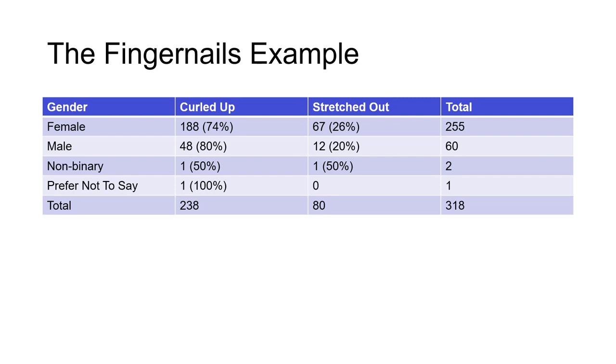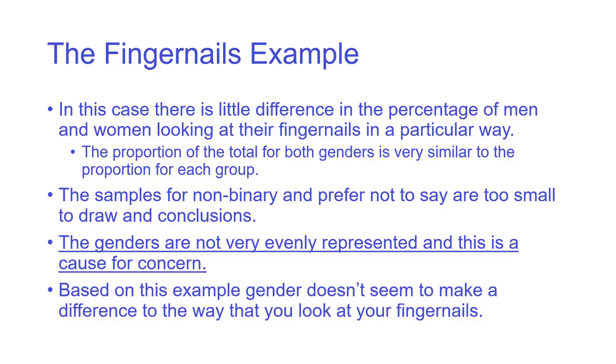And looking at the male and female comparison, 74% to 26% compared to 80% to 20%, there is a difference, but is that difference strong enough for you to believe that it's not just because of random chance and sampling? Do you believe that the proportion is different in the way people look at their fingernails between men and women? So in this case, there's very little difference in the percentage of men and women looking at their fingernails in different ways. They're very similar proportions to each other.